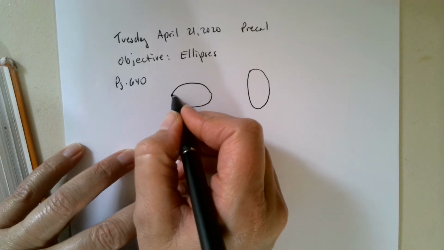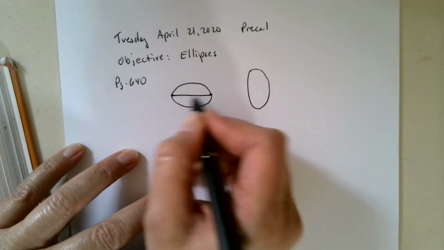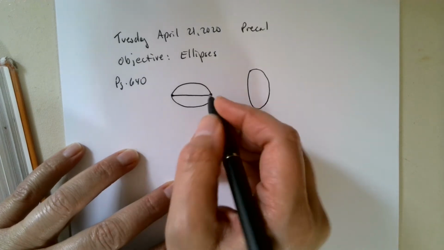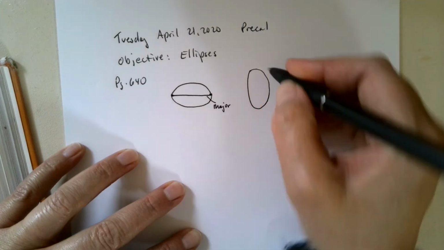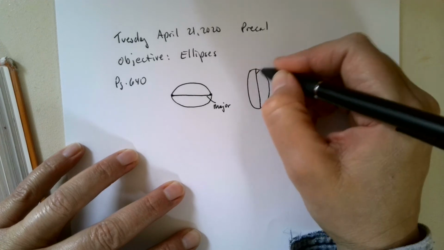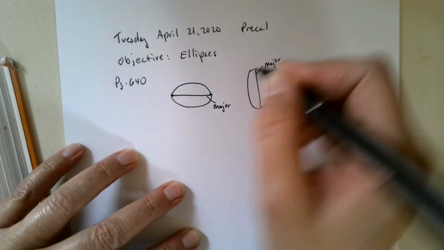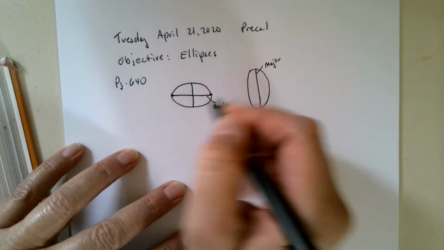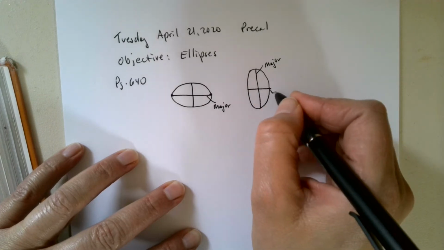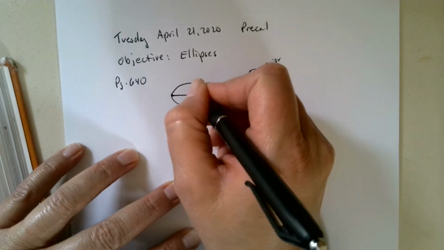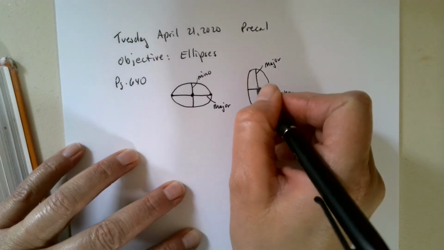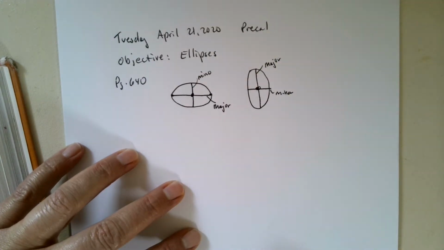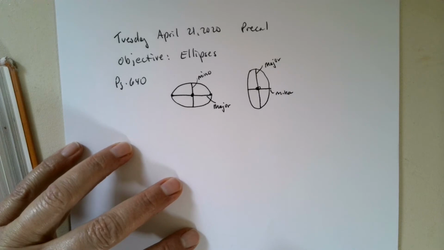And the distance from one end to the other, or the line from one end to the other in the longer distance, is called the major axis. And so here, this would be the major axis. And the shorter distance, we have the minor. Of course, the center is where those intersect each other.